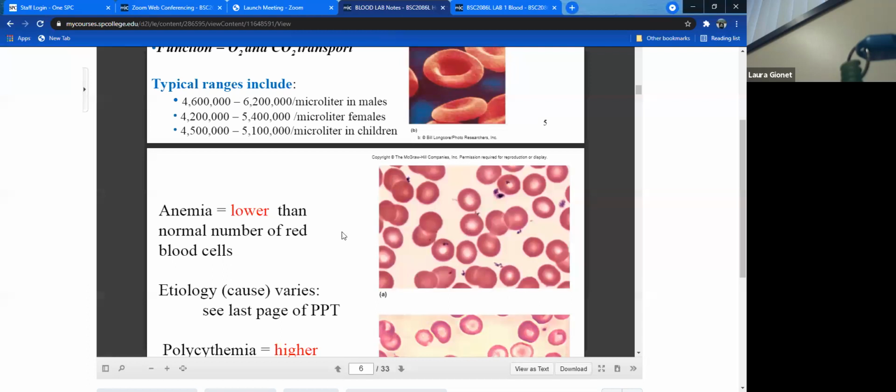Right here, we're looking at what's called a peripheral smear. You're looking at some blood cells that are stained and prepared on a slide. And you can see how they can be translucent in the center. They're the most abundant cell you will see.